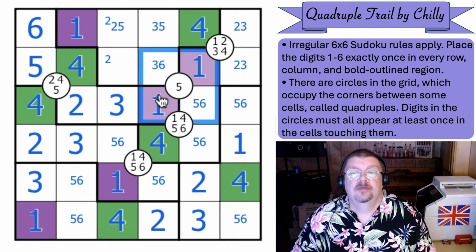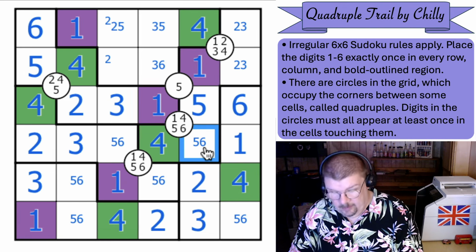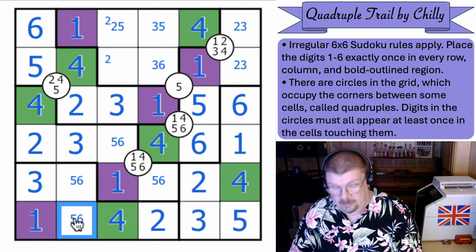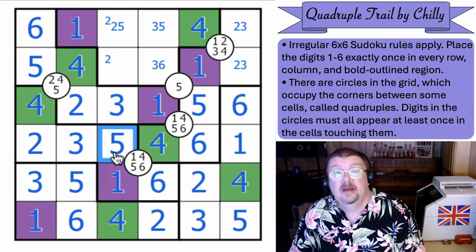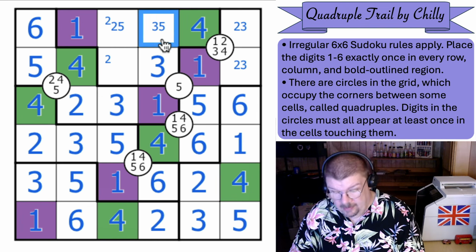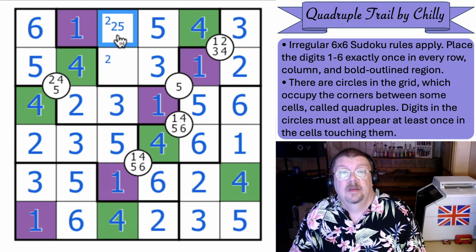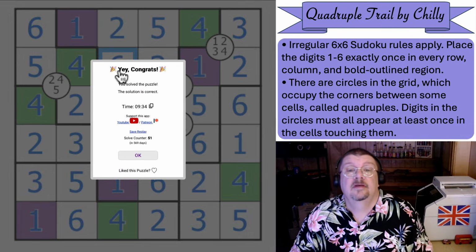This quadruple circle needs a 5 on it. And we've eliminated 5 from here, so this is the only place left for 5. That gives these resolved. 6 and 5 there, and that's a 6 and that's a 5. That's now 3. That's 5. That's a 2. That's a 3. That is a 2. And this is a 6.